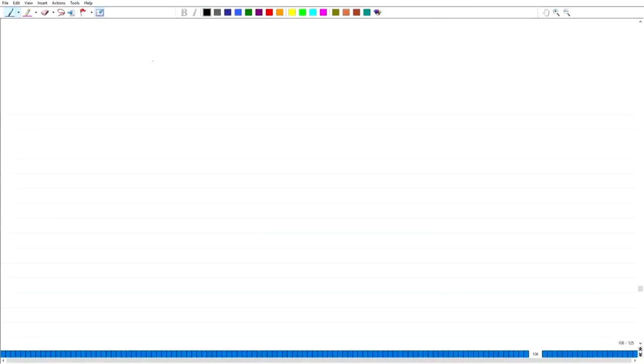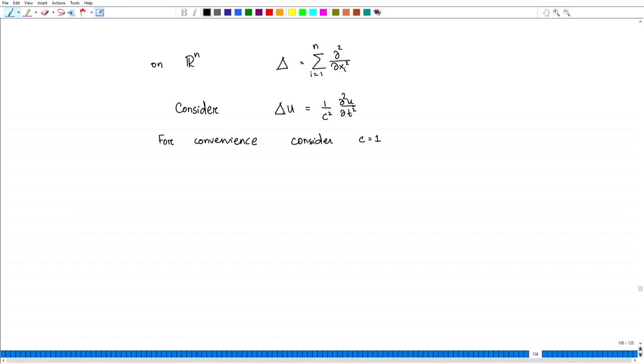To start with, on R^n, define the Laplacian delta equal to summation i from 1 to n of del square by del x_i square. Now consider the equation delta u equal to 1 by c square del square u by del t square. For dimension n equal to 3, this determines the behavior of electromagnetic wave in the vacuum. Now, for convenience, let us consider c to be equal to 1.